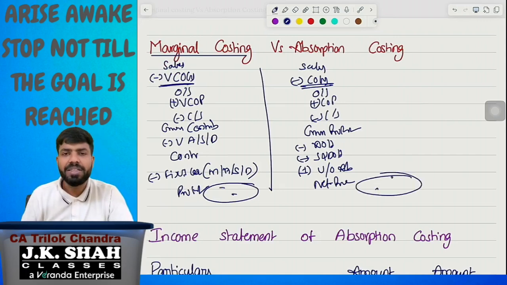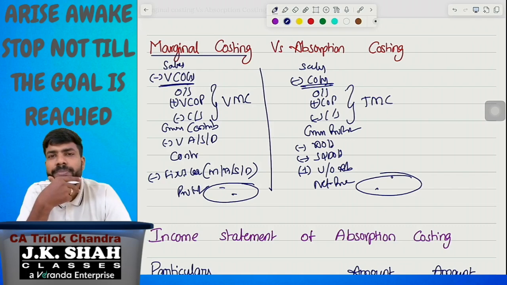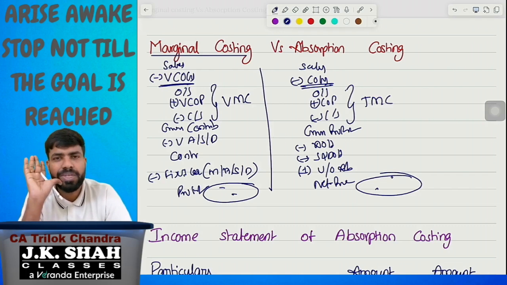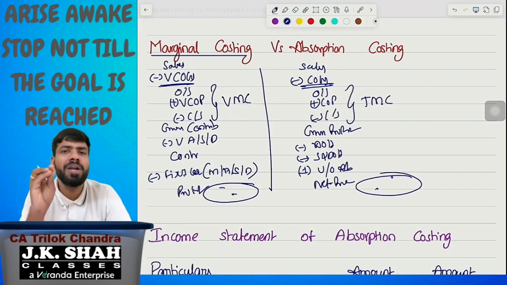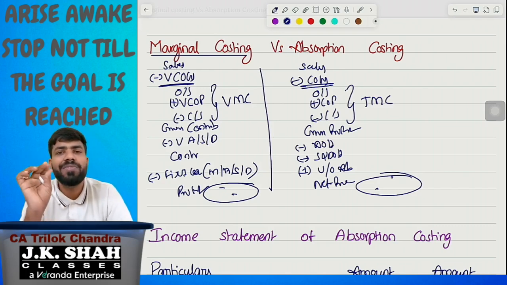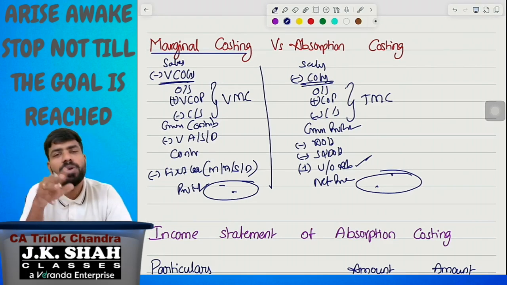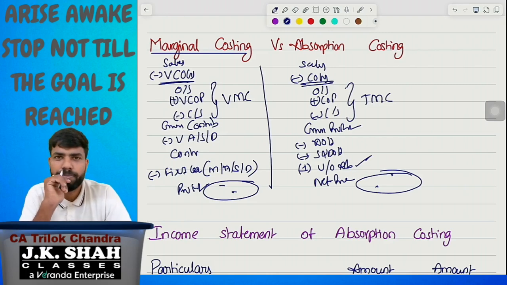There will be a difference. The reason for the difference is only one thing: stock valuation. Here stock is valued using variable manufacturing cost. Here the stock is valued using total manufacturing cost. That is the only difference. The point you need to remember is stock valuation. Under marginal costing, stock is valued at variable manufacturing cost. Under absorption costing, stock is valued at total manufacturing cost, even though under or over absorption is adjusted. The only difference is valuation of stock.